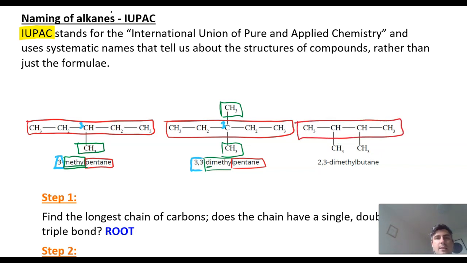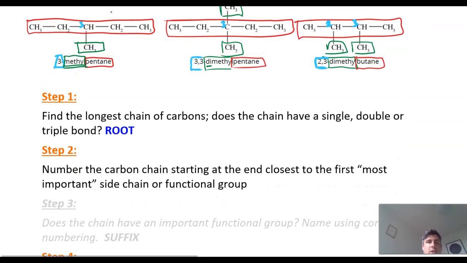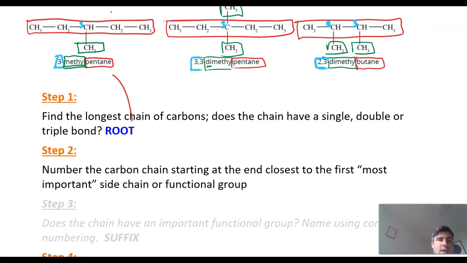Okay, and we've got 2 methyl groups, so it's a dimethyl, and it's a butane because there's 4 carbons, and they're on the number 2 and number 3 position, so that's where you get the 2,3. So it's 2,3-dimethylbutane. So the rules are, first of all, you find the longest carbon chain. So this is the root of the name, so pentane, pentane, butane.